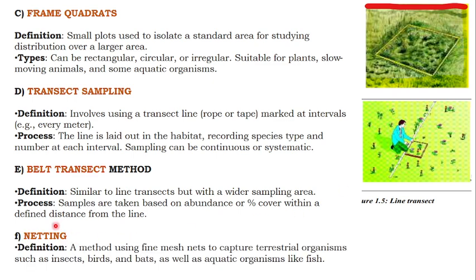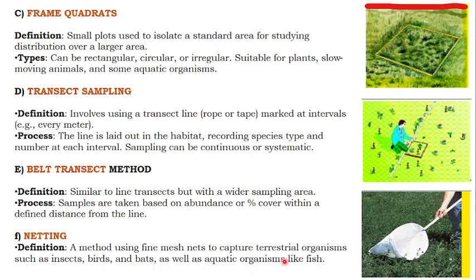So there is netting. When we say net, it is the method using a fine mesh net to capture terrestrial organisms such as insects and birds, as well as aquatic ones like fish. So you see they are in the form of a net. You will take it here. Now to understand the abundance of the species, usually those which are able to fly, you are going to put a net like this and just wait. Then you will measure the abundance of organisms which are caught inside the net.